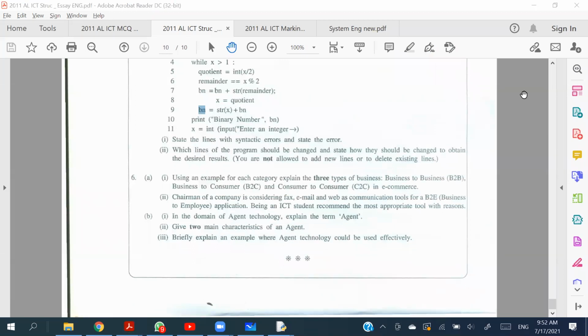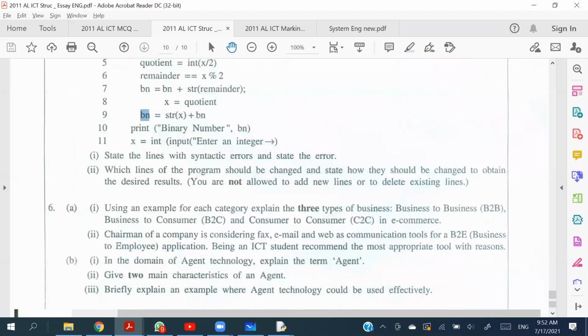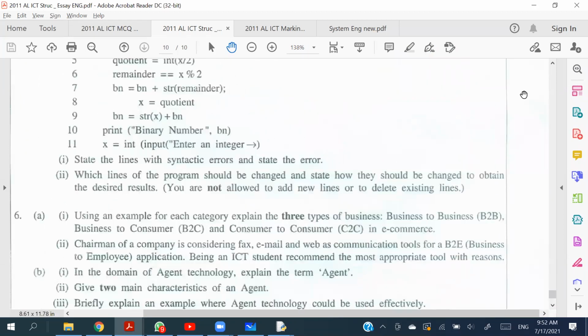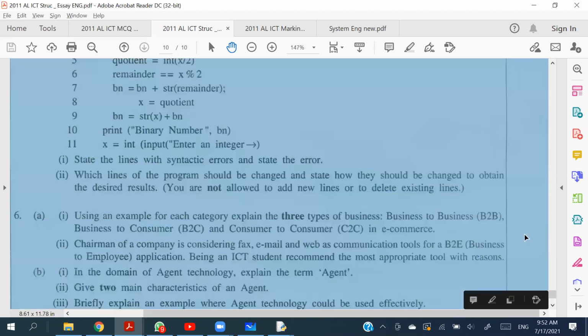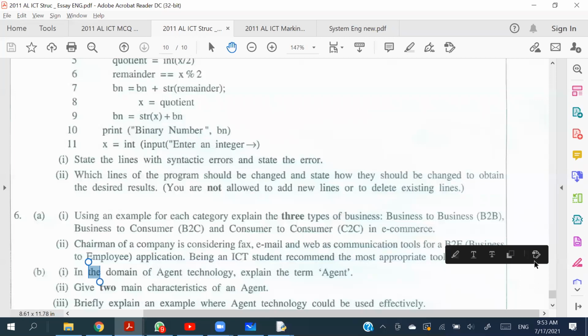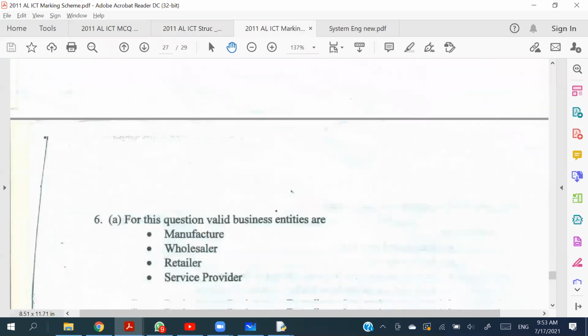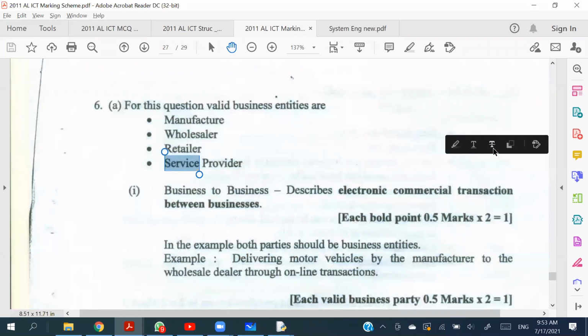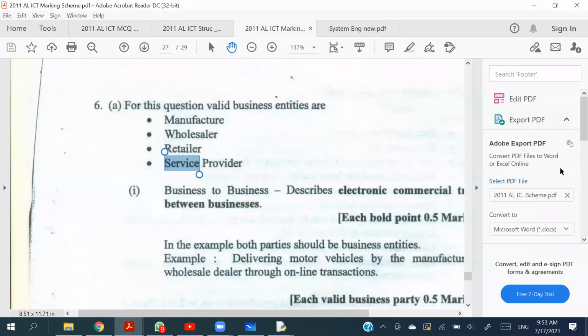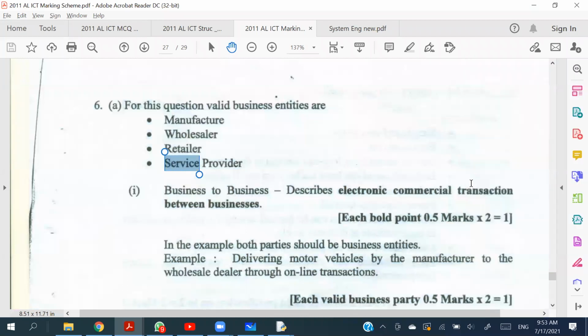So it is regarding e-commerce and the new trends. I'll go by the marking scheme. It is asking, using an example for each category, explain 3 types of businesses: B2B, B2C, and C2C in e-commerce. So this is how they have gone for that. Valid business entries they have taken as manufacturers, wholesalers, retailers, service providers, something like that.